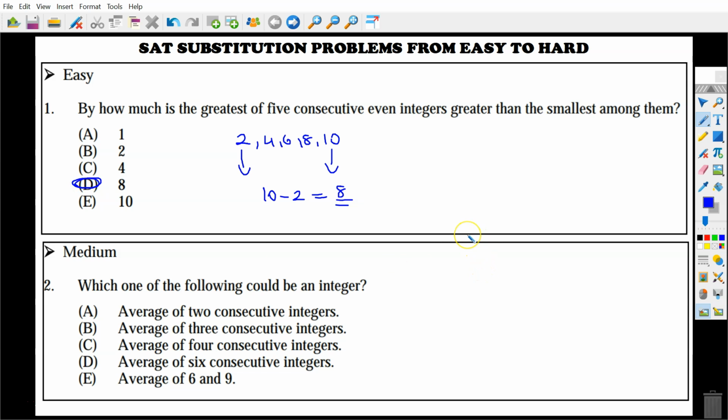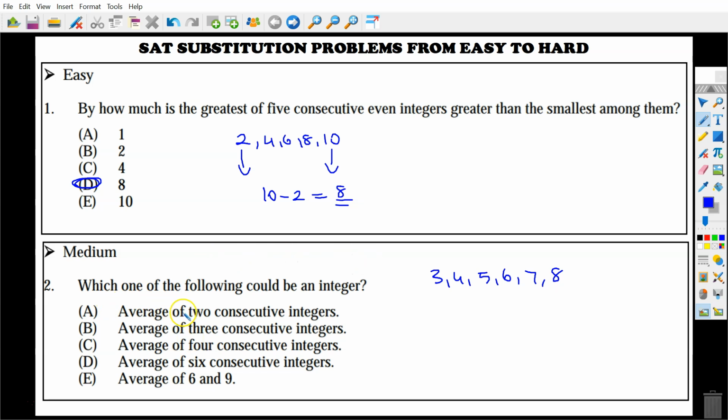Alright, let's move on to the second problem. The second problem says, which of the following could be an integer? Again, if we choose some random consecutive integers like 3, 4, 5, 6, 7, and 8, then let's try to apply each of these answers and try to get the correct answer.